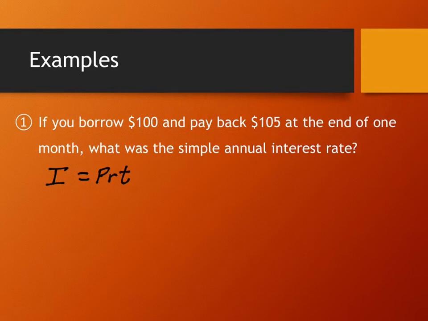What is the interest that you are paying? $5, right? You borrowed 100, you paid back 105. The 100 of this is just because you had to pay it back. The $5 is the interest. It's the extra. So I is 5. What would the P be in this case? That's the 100 that you borrowed.